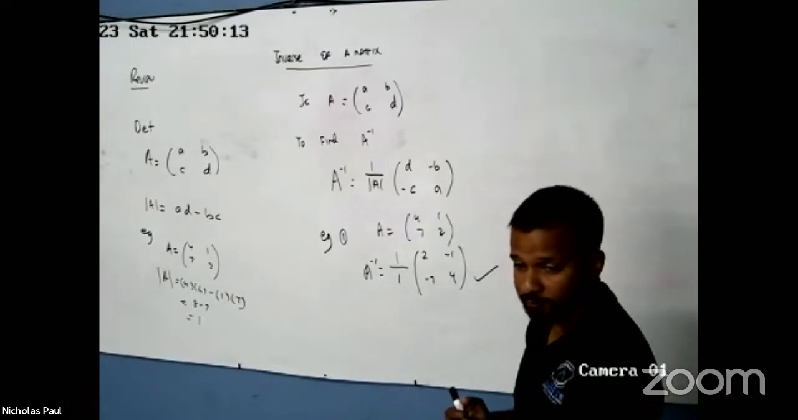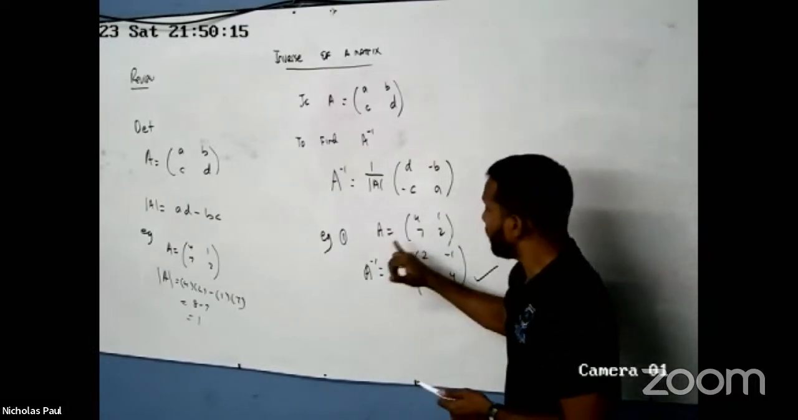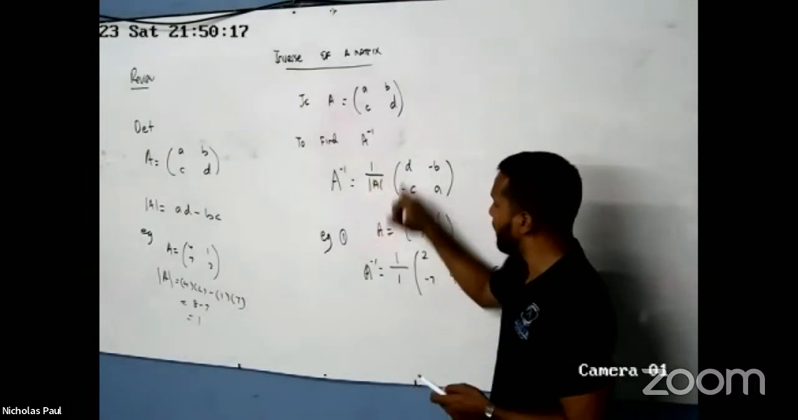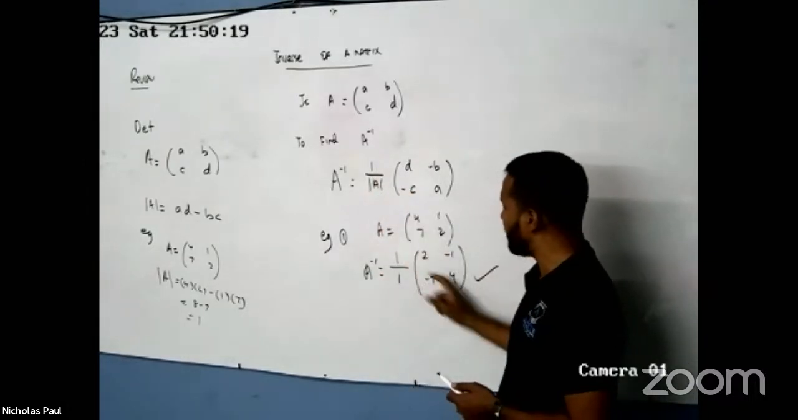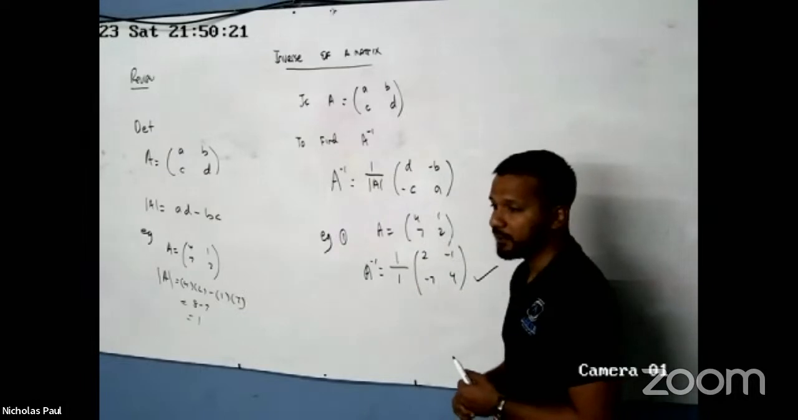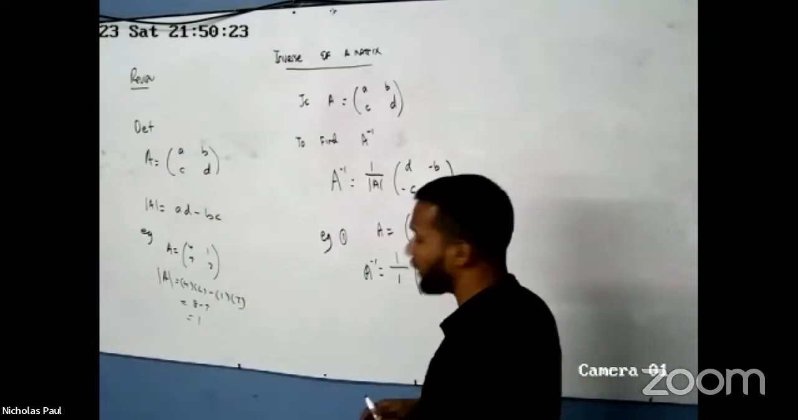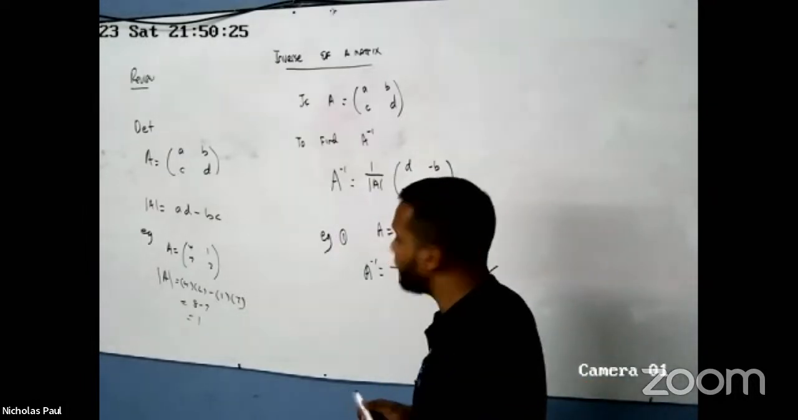Are you okay with that? That's it, right? So 1 over the determinant, you flip the values around, so you flip the 4 and the 2 and you put the minus sign. And then you can multiply if you need to, right?